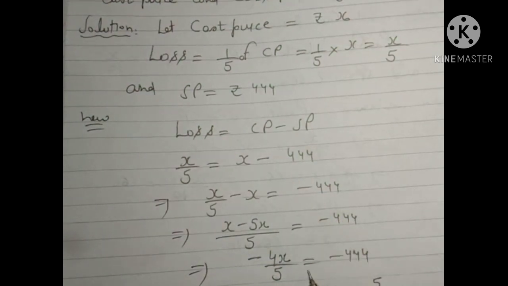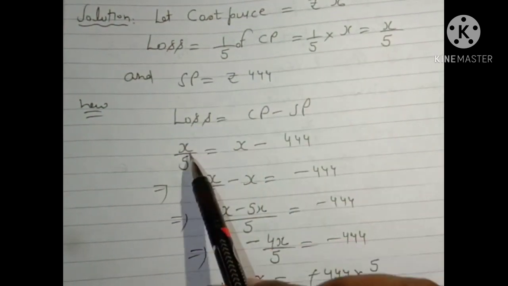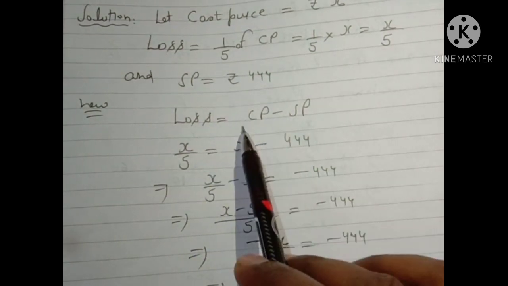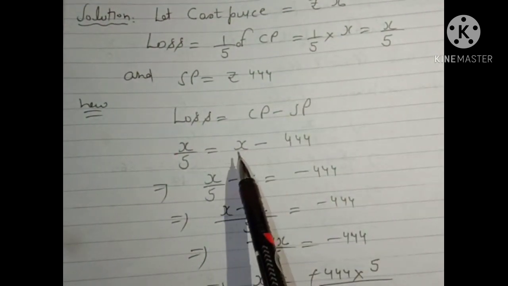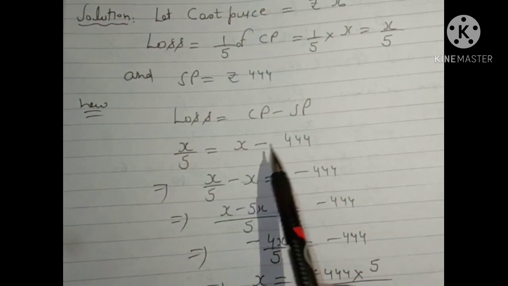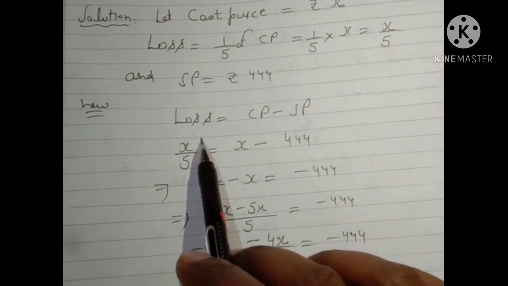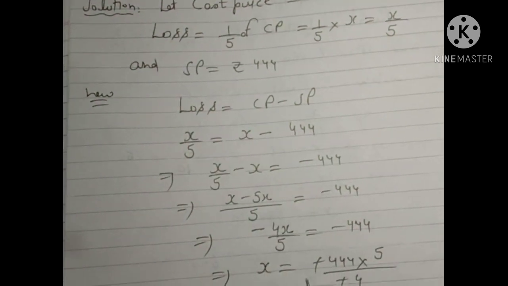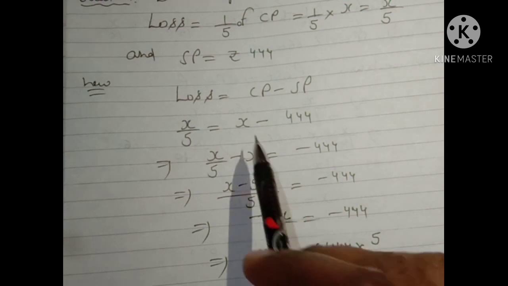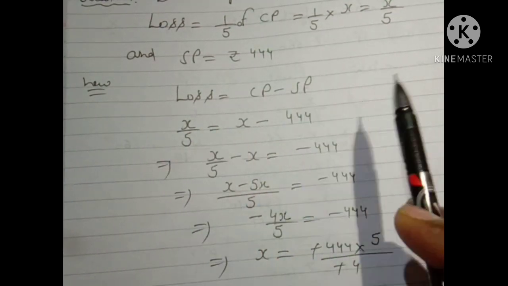This is the formula, and now we have to put the values here. The value of loss is x over 5 and it is equal to CP, which we assumed is x, minus SP. SP is 444. Now you can see this is a linear equation, and we have to solve it by transposing the variable terms to the left hand side and the constant terms to the right hand side.